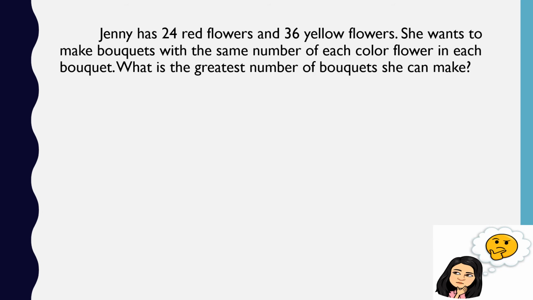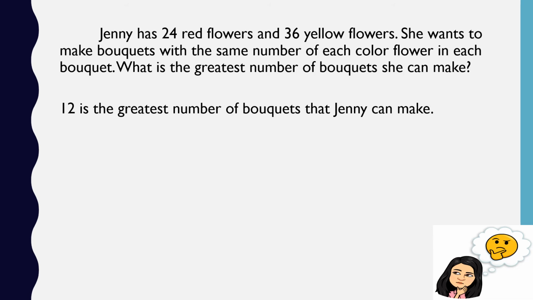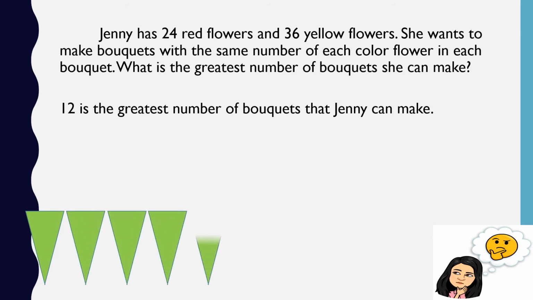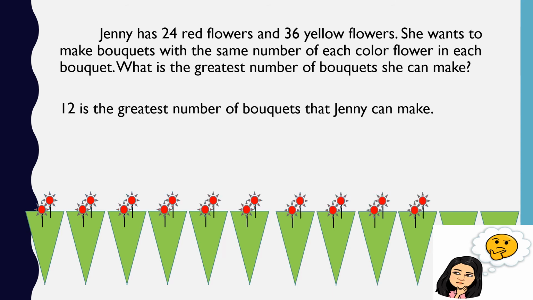Going back to the problem, we found out that Jenny can make 12 bouquets since 12 is the greatest common factor of 24 and 36. She can make 1, 2, 3, 4, 5, 6, 7, 8, 9, 10, 11, 12 bouquets. And each bouquet has 2 red flowers because 24 divided by 12 is 2. And each bouquet has 3 yellow flowers since 36 divided by 12 is 3.